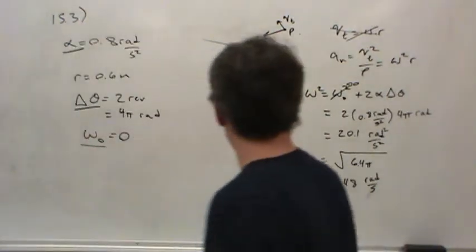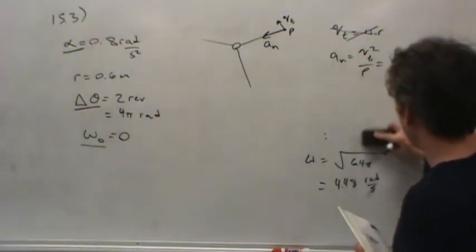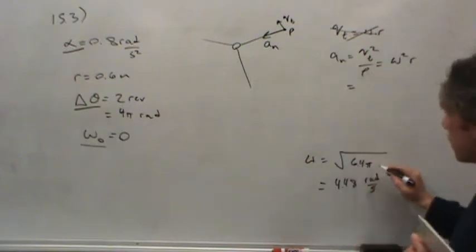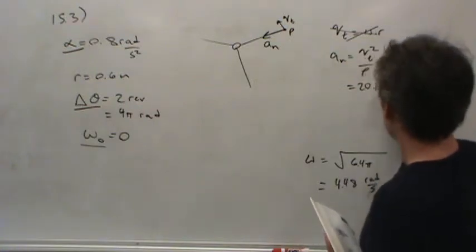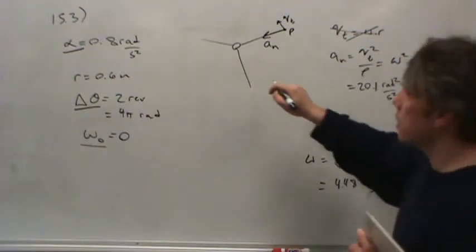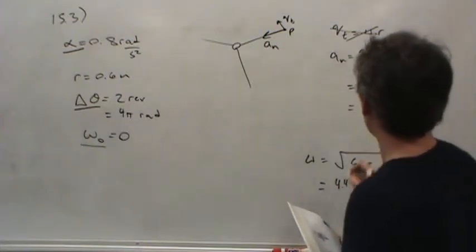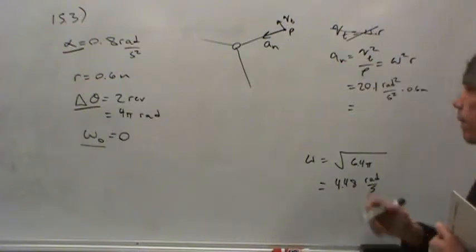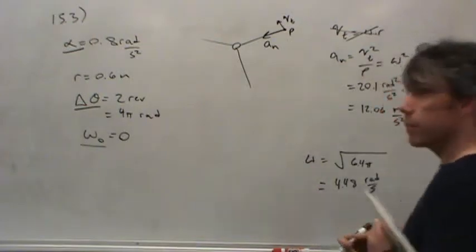Now are we done with this? Well, we got omega, why don't we go and get the normal acceleration? Get rid of this part, we don't need it anymore. So the normal acceleration, omega squared, I guess we could have just left it as omega squared, right? So that was, what did you say, 20.1 or so? Radians squared per second squared multiplied by r. R is the distance out on the blade, and that was 0.6 meters. Okay, so multiply 0.6 by 20.1, what do we have? 12.06. And that would be meters per second squared.